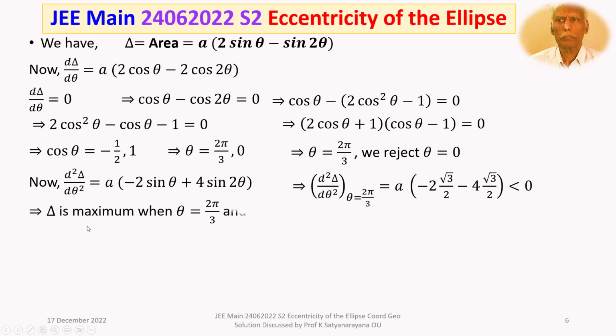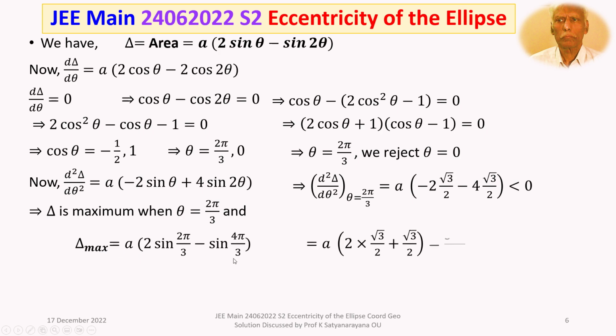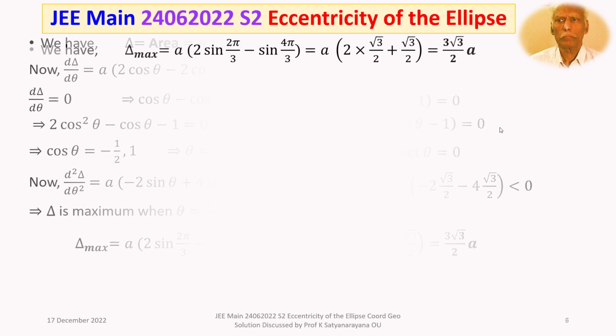So the second derivative test says that Δ will be maximum when θ is equal to 2π/3. And the maximum value of Δ is, take the Δ value and substitute θ is equal to 2π/3 in this. So we have substituted, and this is A into 2 sin 2π/3, which is √3/2 as we have seen earlier, minus sin 4π/3, which is minus √3/2, that is plus √3/2. So on simplification we will get 3√3/2 A.